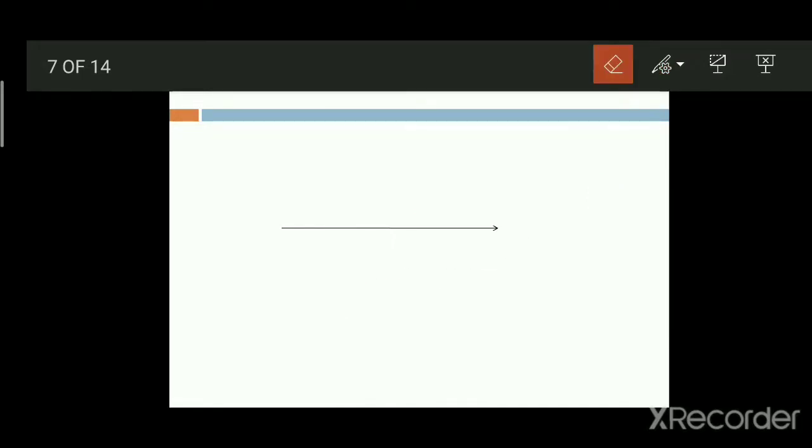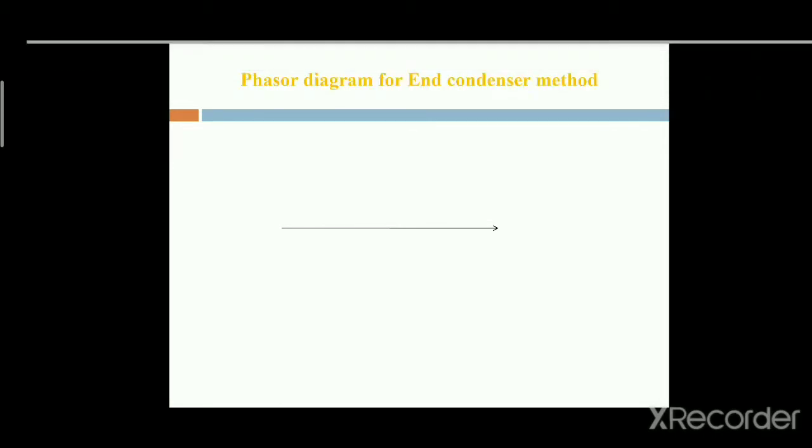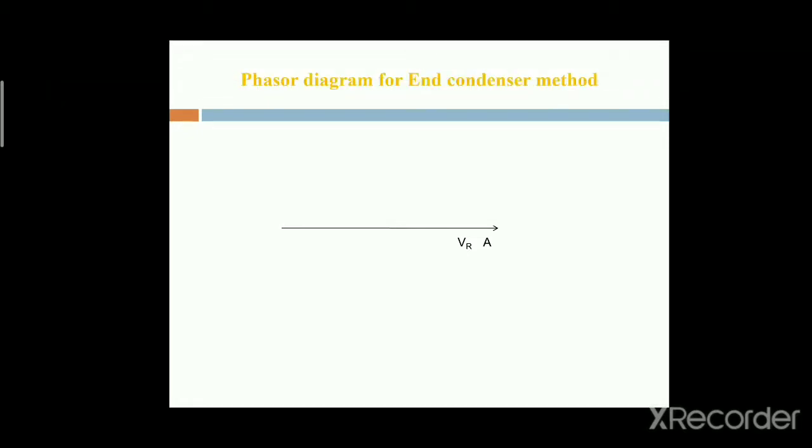Let me discuss it once again. This is the receiving end, taking Vr as the reference, mentioned as A. At an angle of phi r, we draw the IR, the receiving end current. At 90 degrees, we take the IC current, and by the vector sum of these we obtain Is, the sending end current.